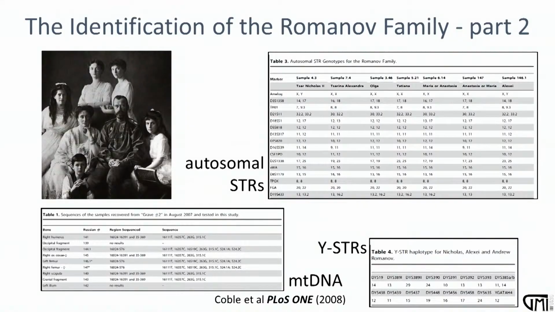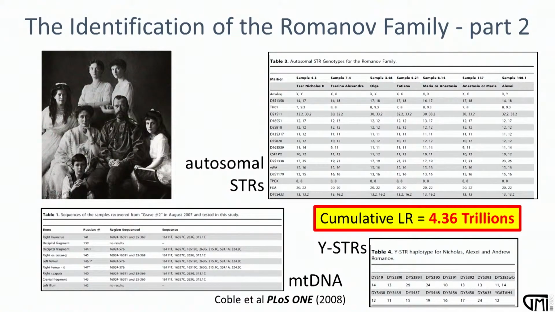In the second part, 14 years later, very close to the first mass grave, they found another grave with the skeletal remains of 2 infants. Forensic genetics was much more evolved, so we were able to type autosomal STRs as well as mitochondrial DNA as well as Y chromosomal STRs, which you can use in order to test paternal lineage. And it came up with a cumulative likelihood ratio which is astronomically high.